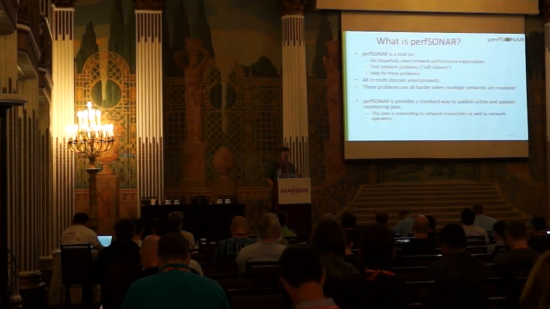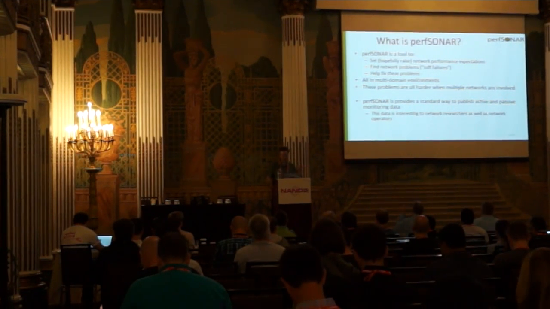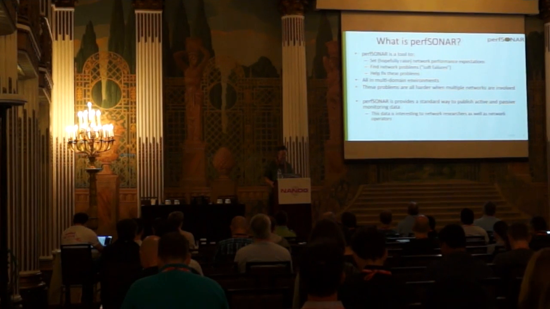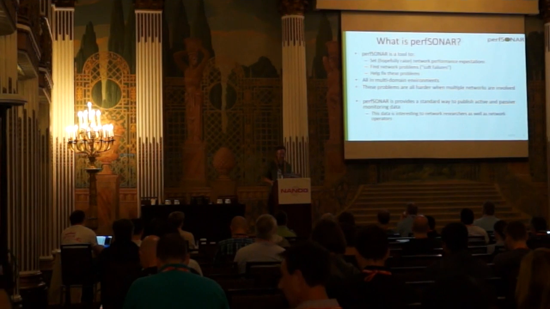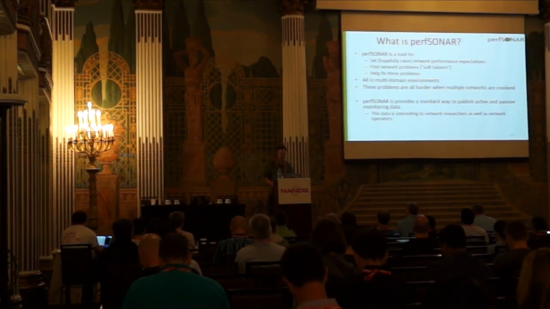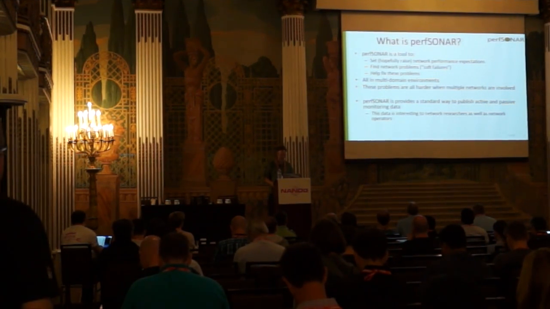So perfSONAR was designed for the following. It's a tool to set network performance expectations. In our world, we like to let our end users know what to expect. And we find that in general, users' expectations are really low. They're used to home networks and things coming in at a trickle. And if you have end-to-end 10 gig or 40 gig or 100 gig paths, what should users actually expect? And we're trying to teach people that they should expect 10 gig or 40 gig.